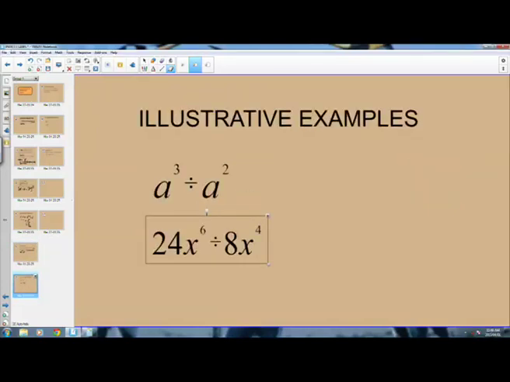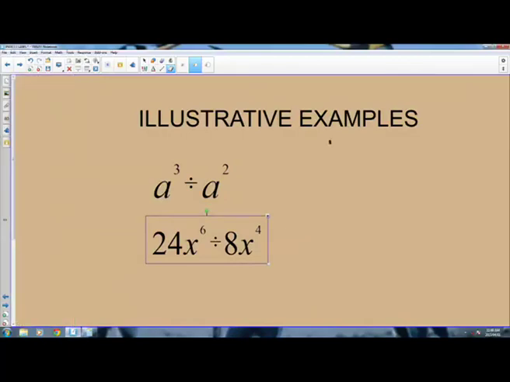It says when we have a to the power m divided by a to the power n, what do you do? It's not minus, but it is divided by. You keep the base. So this will be a to the power m minus n.